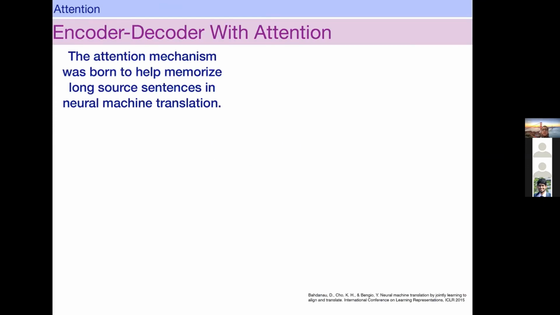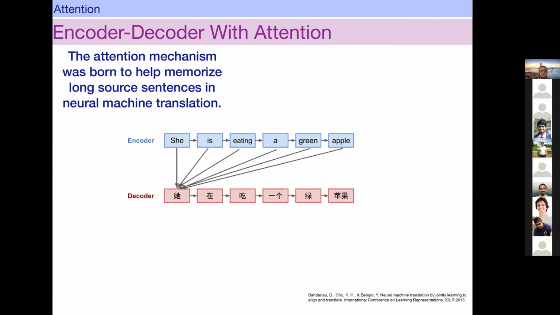The goal of attention is to help memorize long sequences in neural translation. This is the initial idea for attention. So basically, if we have this encoder, instead of looking at only the final context vector, I want to look at the entire sequence. But I can't just look at this sequence. How am I going to give that to the decoder?